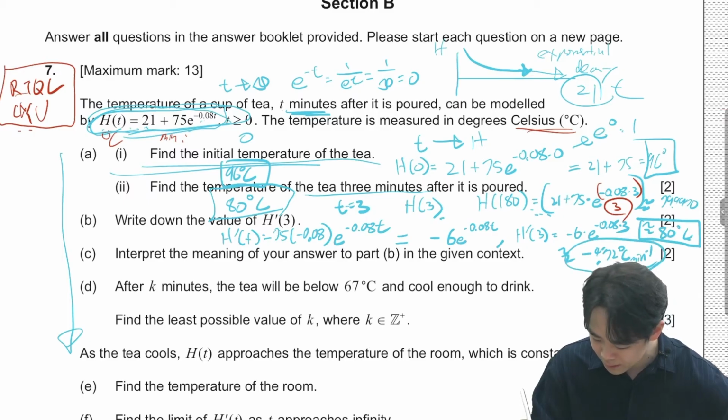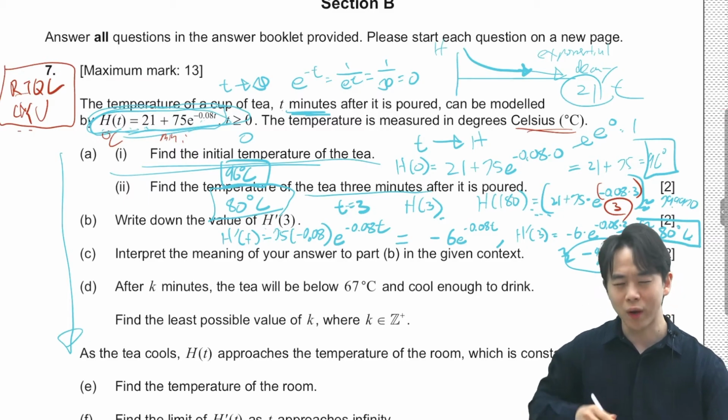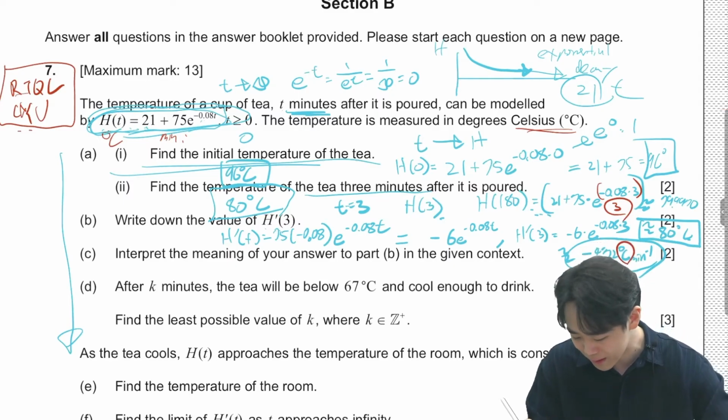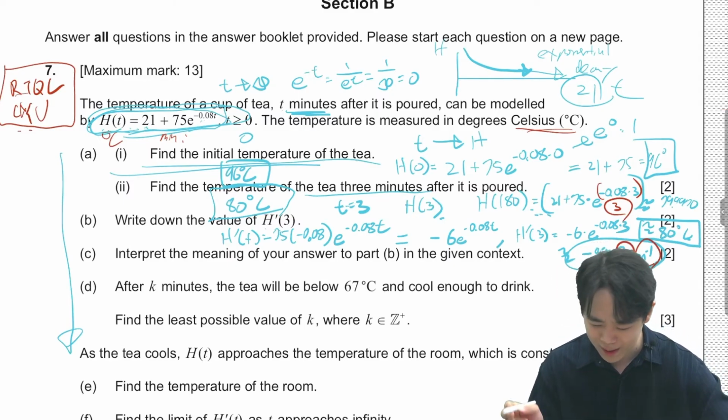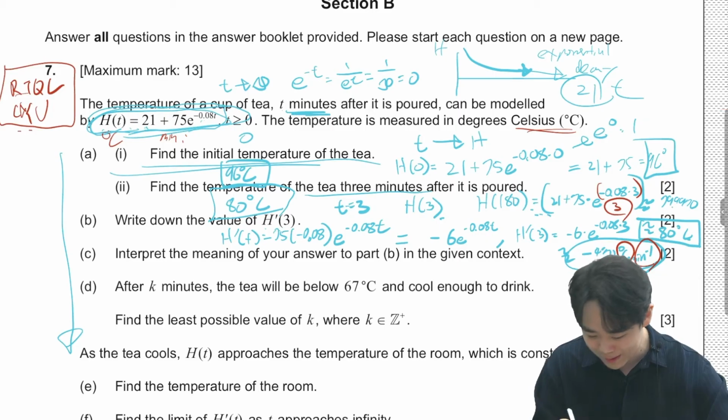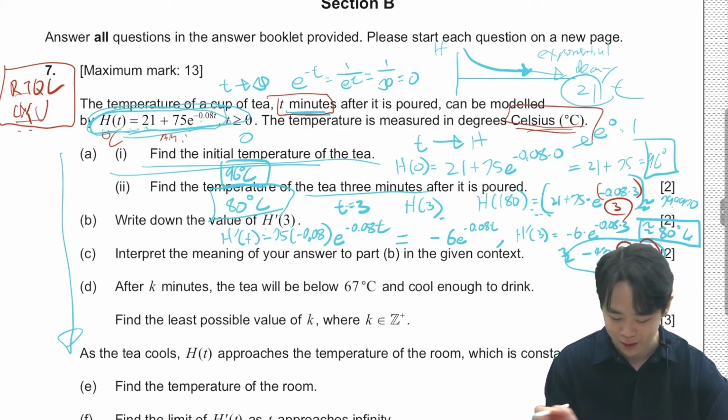Since h prime is the rate of change of temperature over time, we know that our unit should be degrees Celsius per minute, right? And I know it's tempting to write per second or per hour because it's per unit time, but in this case, the default units are minutes and degrees Celsius, so you've got to stay faithful to our units.